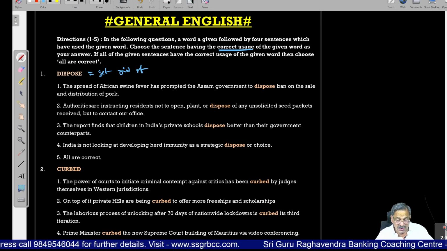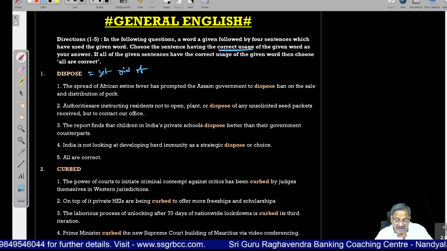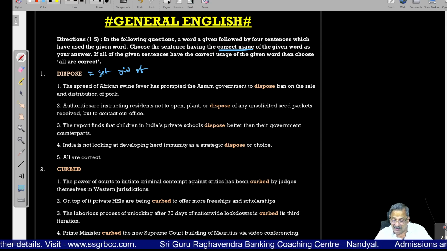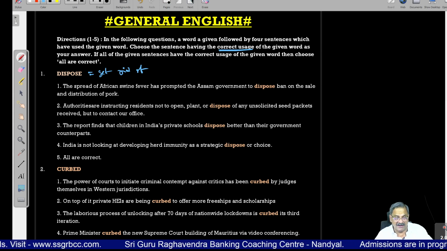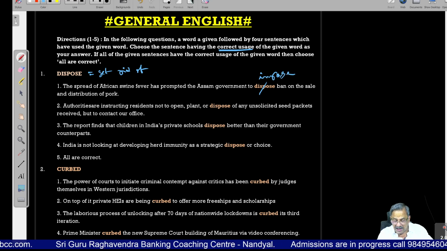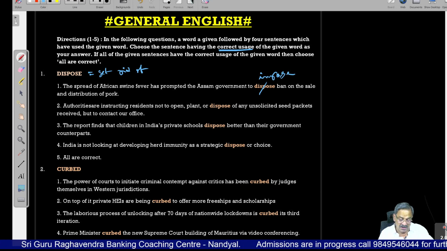Dispose. So, the spread of African swine fever has prompted the Assam government to dispose ban, not to dispose ban, to impose ban. It should be impose, not dispose. So it is wrong.